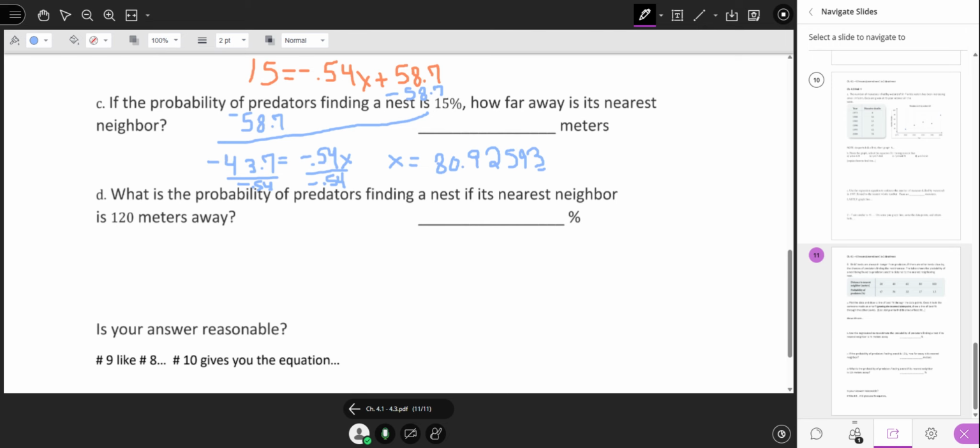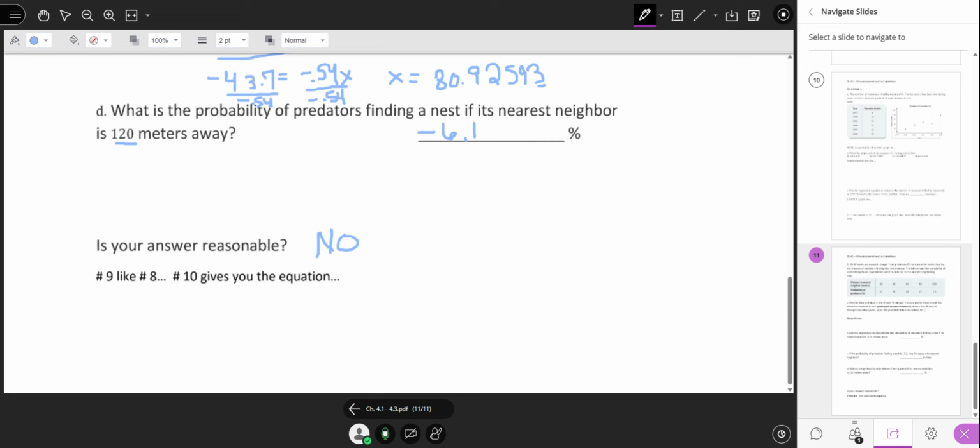Now, put 120 in here, for x. So negative 0.54 times 120 plus 58.7, and that gives us negative. Can you have a negative percent of predators? You can have 0, but you can't have less than 0. So this is always no.